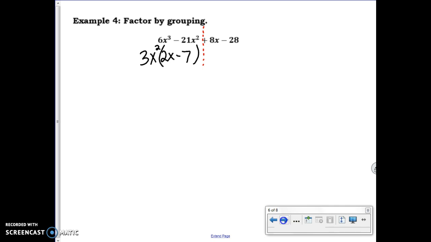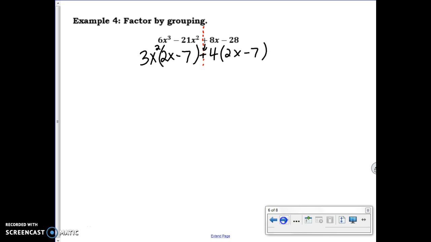All right, the first half is done. Remember, bring down the sign that's right after the parenthesis. So let's take a look at 8x and negative 28. What's the greatest common factor between those? Take a second, it should be a 4. We can't pull an x out because the negative 28 doesn't have an x. So, factoring out 4, I would have 2x minus 7 left.